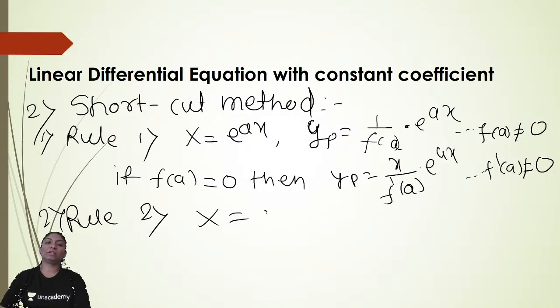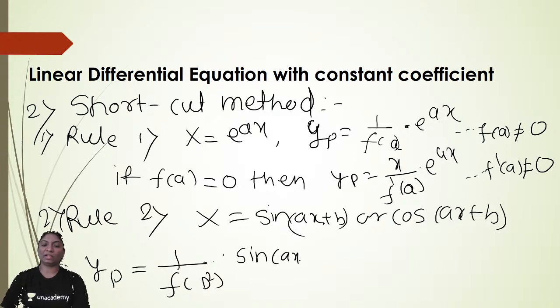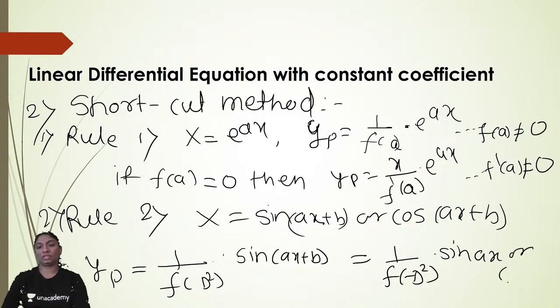So rule 2: if X is equal to sine of ax plus b or cos of ax plus b, then we can find yp is equal to 1 upon f of minus D square into sine of ax plus b or cos of ax plus b. Here minus D square, you can write as minus a square: f of minus a square, provided f of minus a square is not equal to 0, and so on. If it is equal to 0, then we can use x upon f dash of minus a square into sine of ax plus b or cos of ax plus b. In this way we will go through it.